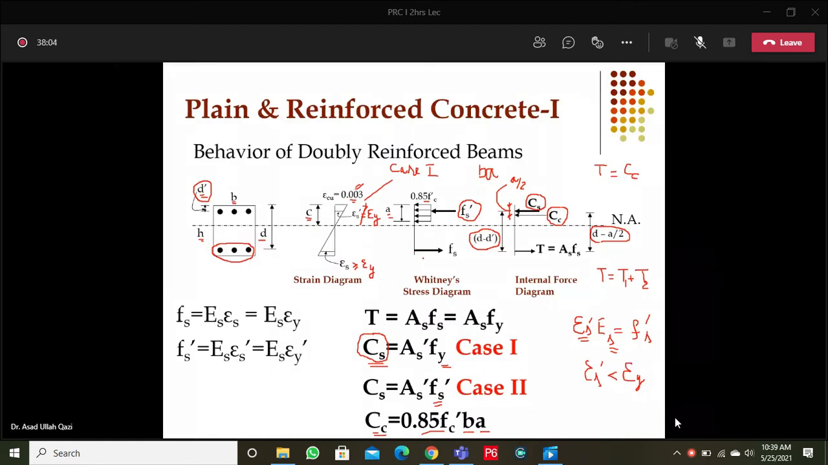And knowing the lever arms, we can get the internal capacity. So as I said, in case of tension steel, we will never permit in design to have a doubly beam with tension steel stress below yield. So it will be an under reinforced doubly beam, or maximum it may be a transition reinforced doubly beam, where steel is yielded but steel strain is not 0.005 or bigger. It is above epsilon y but less than 0.005.